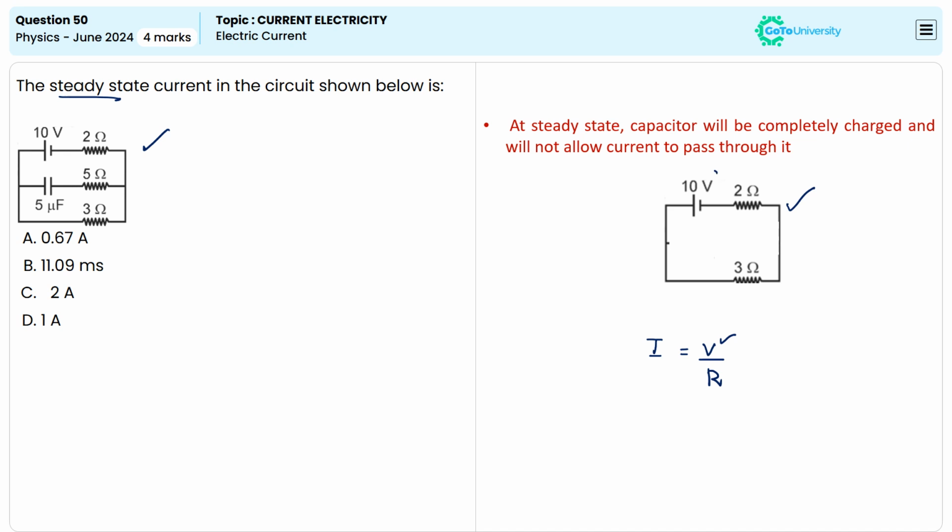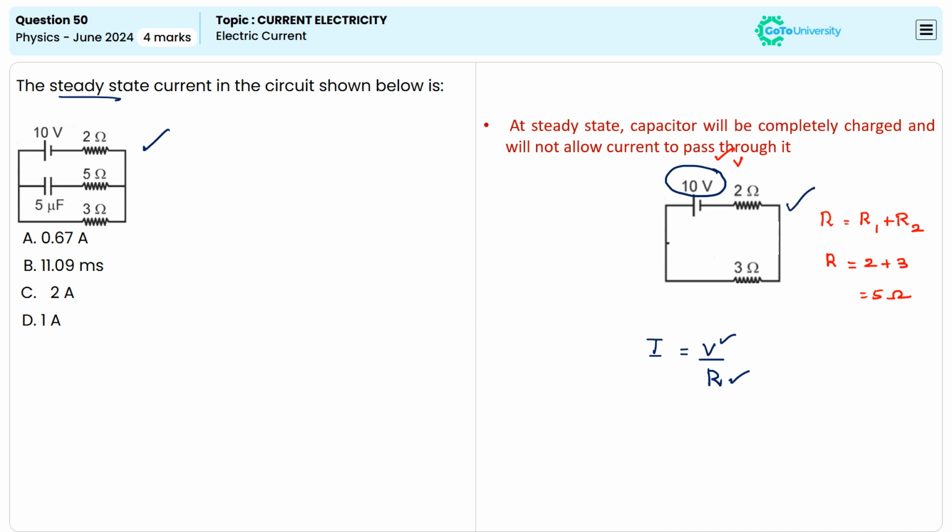So here the value of V is representing the potential difference of the battery, which is given as 10, and R is representing the total resistance. In the circuit, we have two resistances which are connected in series. It's known that when they are connected in series, the total resistance can be calculated by adding the individual resistances. So here, the total resistance will be equal to 2 plus 3, which will be equal to 5.